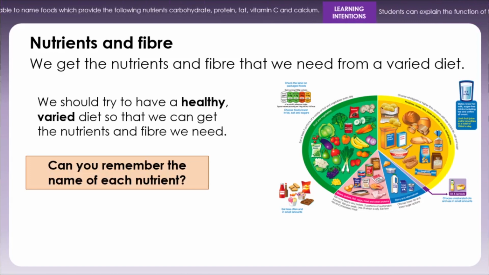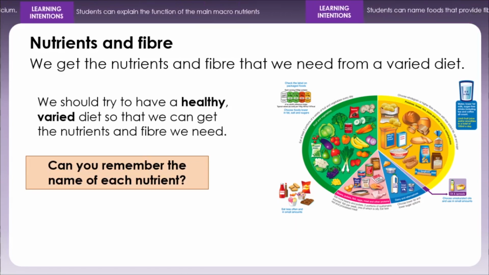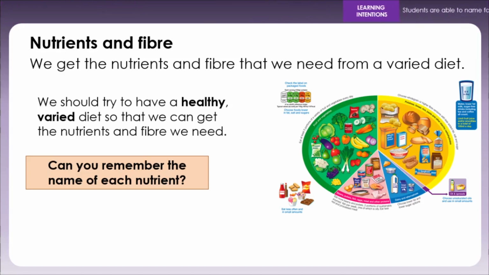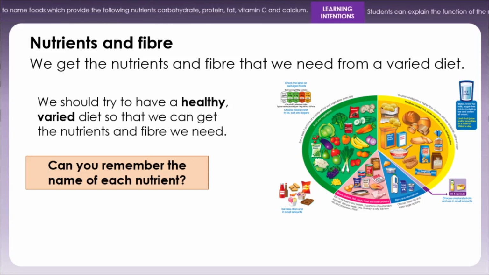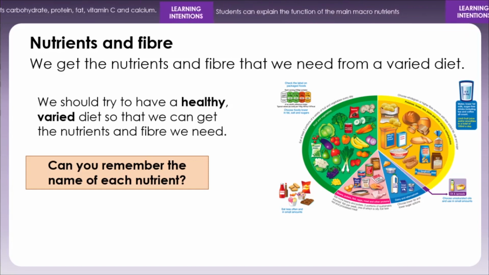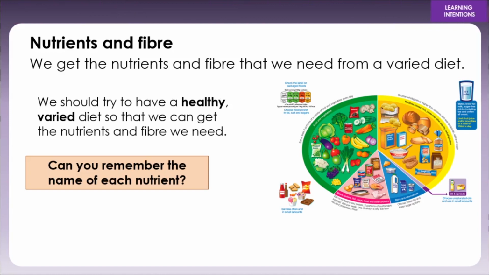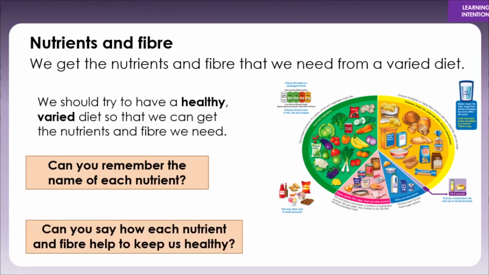Now, can you remember the names of each nutrient? So we have carbohydrates, proteins, fats, those are the macronutrients, and then we have the vitamins, and then we have the minerals, and then we have the 2 things that are not nutrients, which would be fibre, it's needed for a healthy diet, and we need water for a healthy diet, but those 2 aren't nutrients, but you still need them. So can you say how each nutrient and fibre helps to keep us healthy?